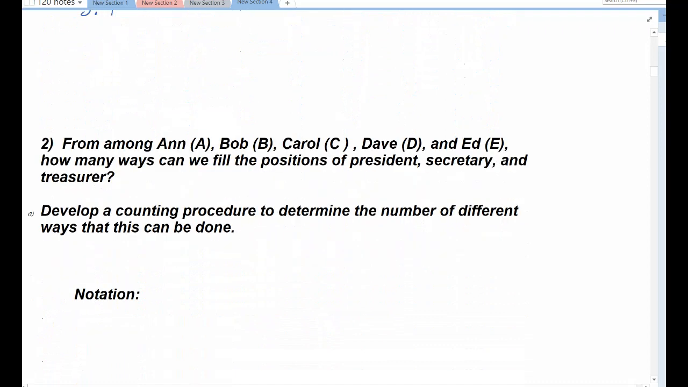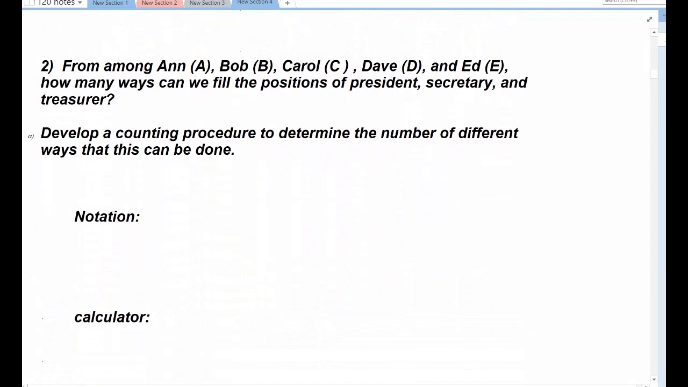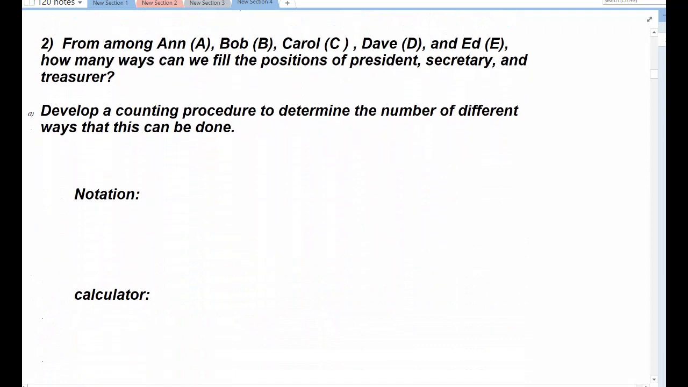Alright, let's do another one, but this time we're going to up it. Suppose 2 more people decide to throw their names into the hat for our positions. So instead of just Ann, Bob, and Carol, Dave and Ed decide they want to throw their names in as well. So now I've got 5 people to fill those same 3 positions. So it's still a permutation, because I'm still only going to have 1 president, 1 secretary, and 1 treasurer. Once Ann, Carol, or Dave is president, then they're it. They can't be all 3 at once.